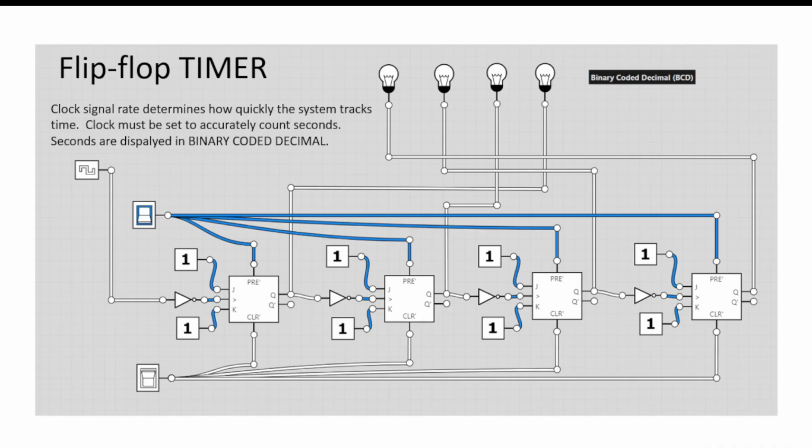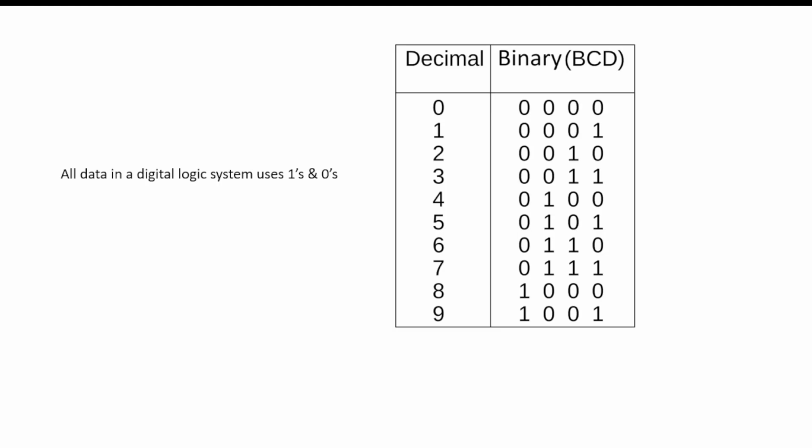Here's another example. This is a flip-flop timer, and what I'm going to do is time something with flip-flops in binary coded decimal, or BCD. Each one of these light bulbs is going to go high and represent a 1 at a particular moment. Now, the clock signal rate will determine how quickly the system tracks time. The clock must then be set to accurately count seconds, and seconds will then be displayed, typo there, in binary coded decimal. So just as a review, binary coded decimal goes like this.